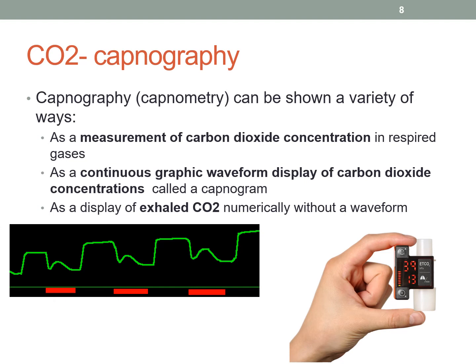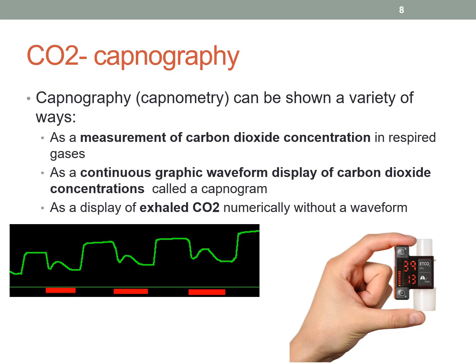So basically you're looking at CO2 concentration. A continuous waveform display of CO2 is called a capnogram, okay, and that's basically your quantitative. And then there's a display of your exhaled CO2 there on your right, just a numeric number without a waveform. So there are different ways, depending on what type of equipment you have.